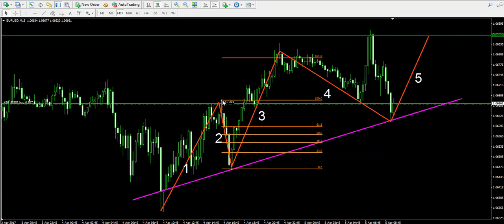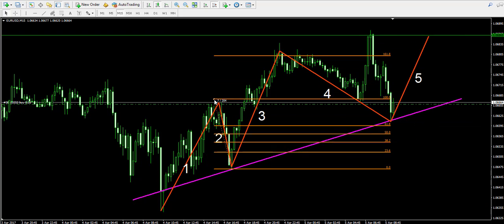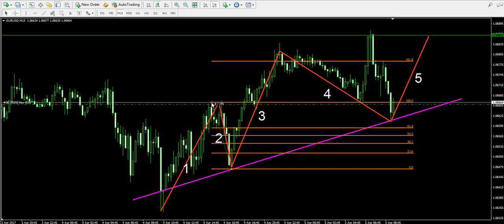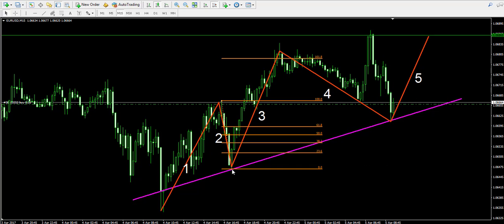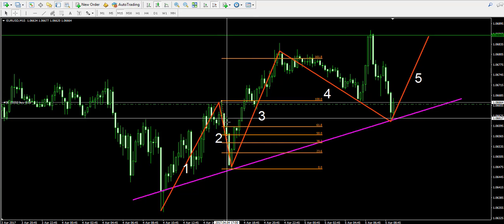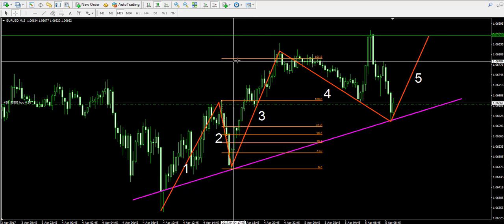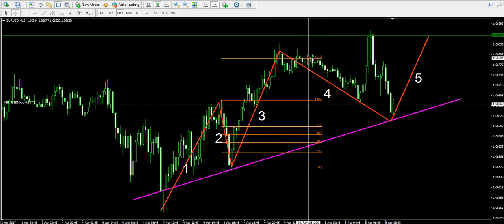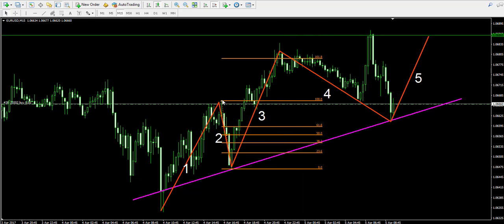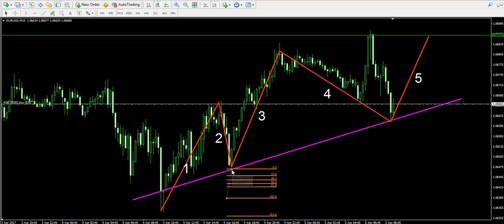Then the theory suggests that the third wave should take either 161.8% or 261.8% of the second wave. So when we stretch the Fibonacci levels at the second wave, we see that the third wave has reached approximately 161.8%, which means that this rule is also accomplished.